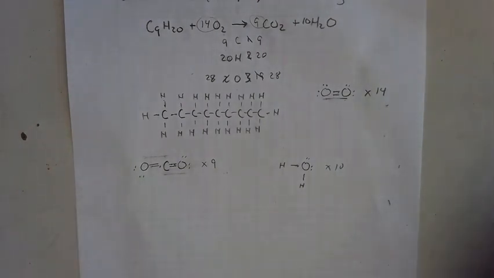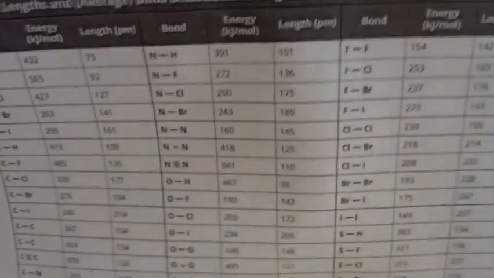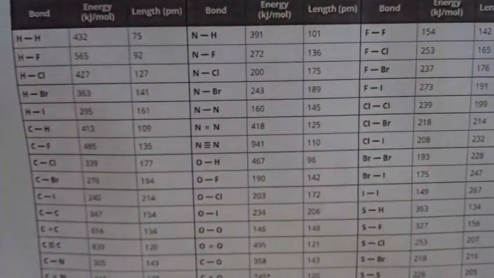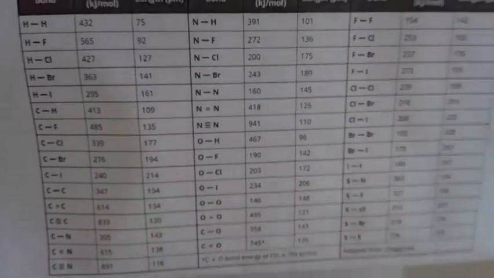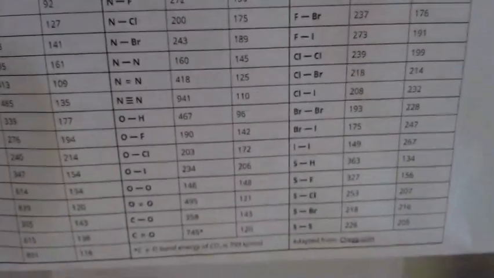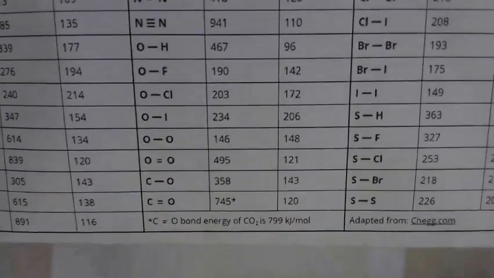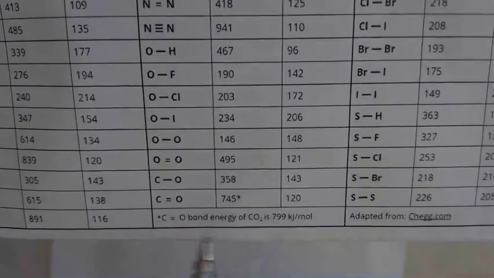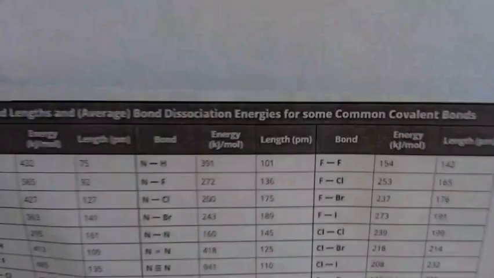Now, when we're looking at the bonds, we use this chart for the bond energy. I know it's a little hard to read, but you will have one that you can see a little bit better. Basically, it gives all of the bond energies for pretty much every single bond that you can expect to find in a normal class. For example, down here, it has C double bonded O is 745.